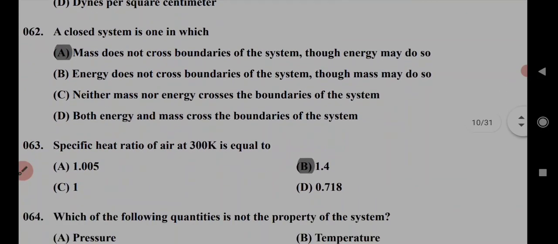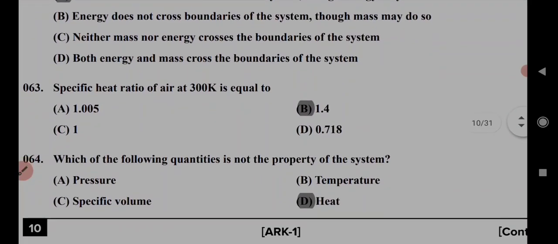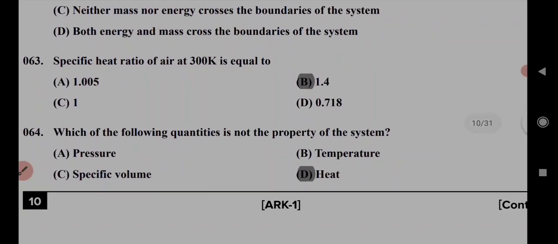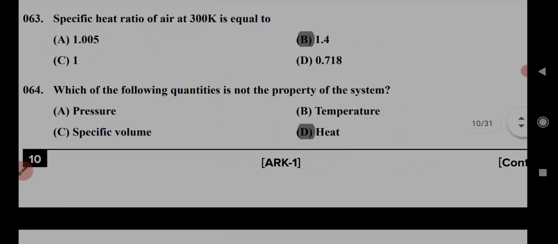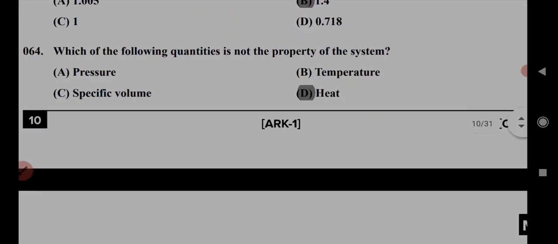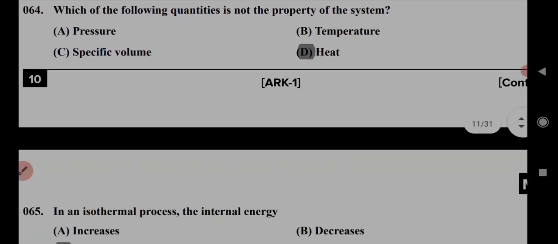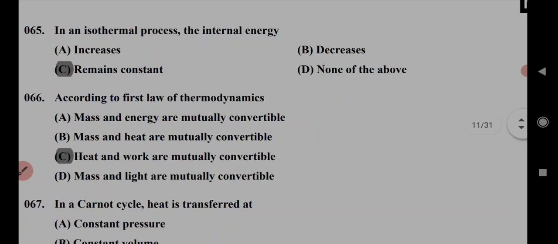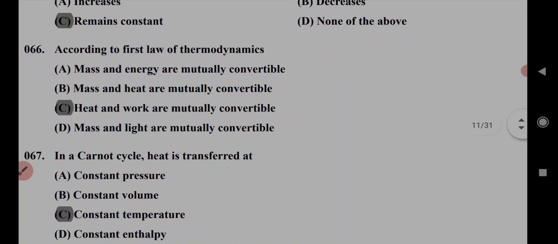The closed system is one in which mass does not cross the boundaries of system and mass energy may do so. Specific heat ratio of air at 300 K is equal to 1.4. Which of the following quantity is not a property of the system? The heat. In isothermal process, the internal energy remains constant. According to the first law of thermodynamics, heat and work are mutually convertible.